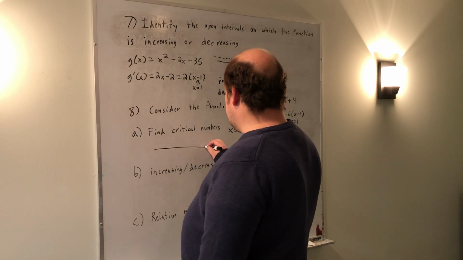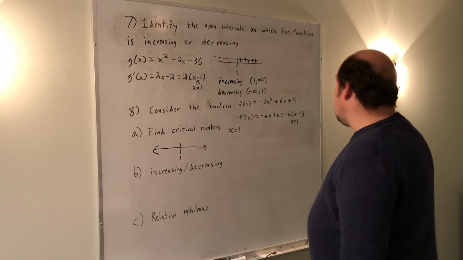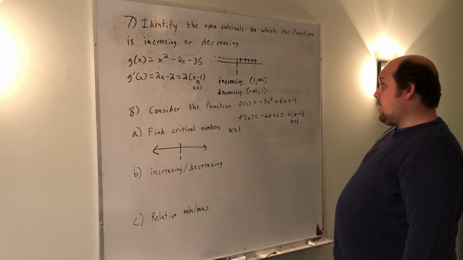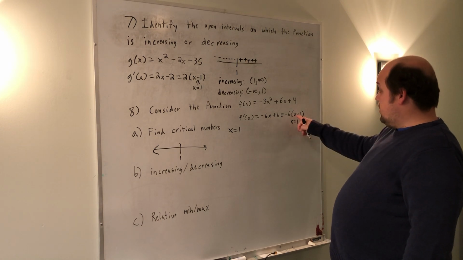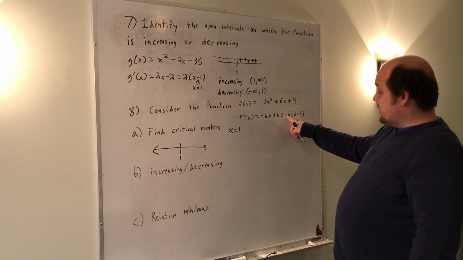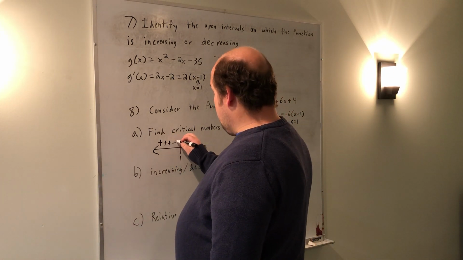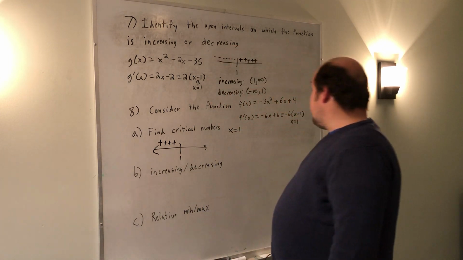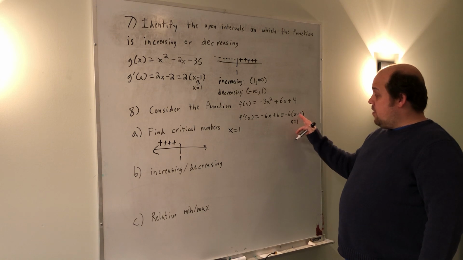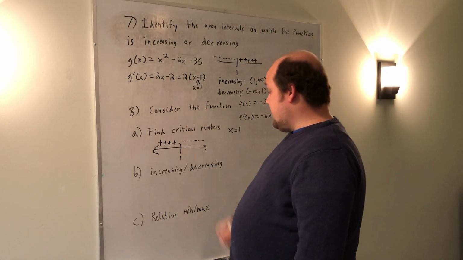I'm further going to use that to create a number line. When I try something less than 1, let's say I try 0, 0 minus 1 gives me negative 1. Negative 1 times negative 6 gives me positive 6. So this whole section would be positive. If I try something bigger than 1, let's say 5, 5 minus 1 gives me 4. 4 times negative 6 is negative 24. So this whole section is negative.